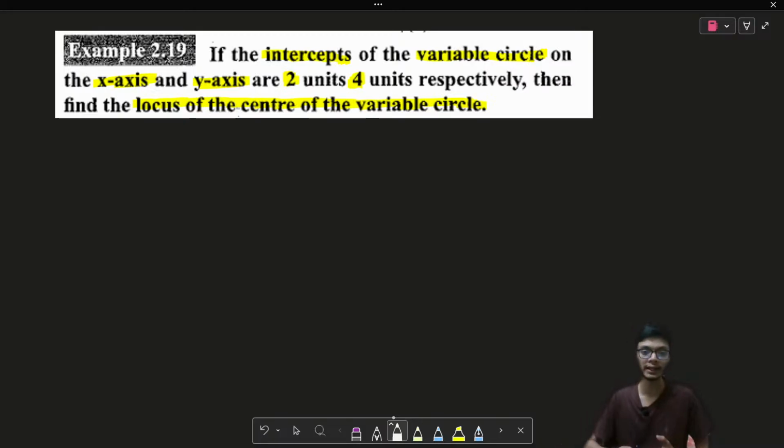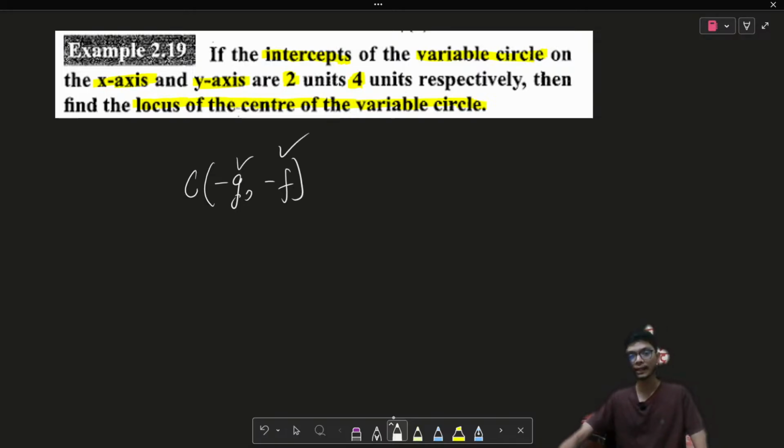The locus is basically a set of variable points that follow some mathematical condition, as straightforward as that, right? So if I consider the center of the circle to be minus g comma minus f, and if I try to represent this g and f by some mathematical relation which is free of other variables except g and f, then once I get the mathematical relation in g and f which does not contain any other constants or variables, that particular equation is called the locus of that particular curve, where I just replace g and minus f with x and y, right? So that will be the understanding, right?